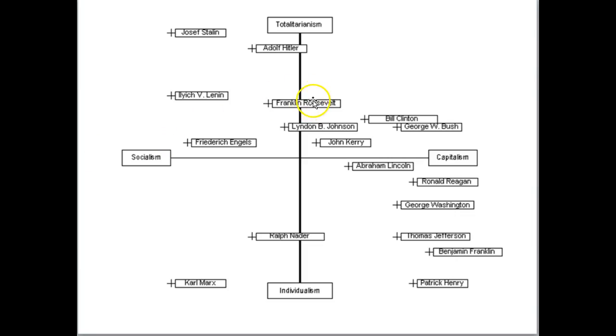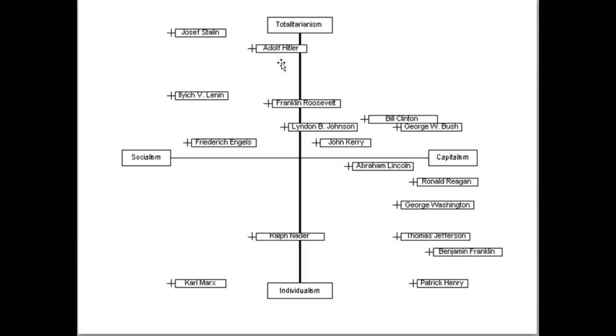Of course, we have Franklin Roosevelt, who is a little bit towards socialism and a little bit towards totalitarianism, but not so much. Capitalism over here, of course, we have President Ronald Reagan, President Washington, President Jefferson, Patrick Henry, Benjamin Franklin, President George W. Bush, Bill Clinton. And then, of course, we have our favorite, Adolf Hitler, up here towards totalitarianism and over on the socialism side.